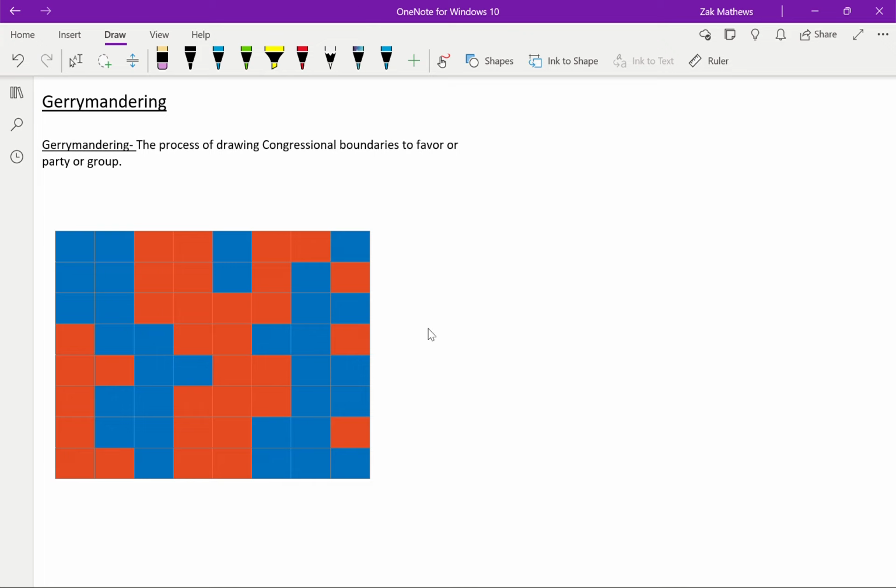In this video, we're going to take a look at something called gerrymandering. Gerrymandering is a process of drawing congressional boundaries to favor one party or group over another. We talked in the last video about apportionment. Apportionment is the process for divvying up seats between different states or territories.